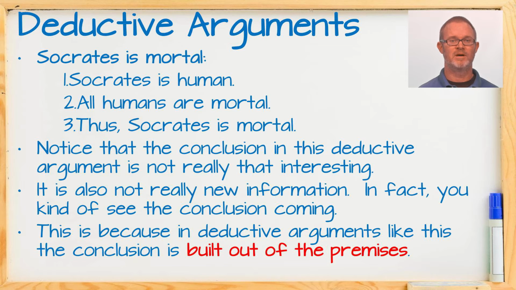we see that this is not the case. So consider the Socrates is mortal example again. We have the premise Socrates is human, and then we also have the premise all humans are mortal, and then our conclusion is that Socrates is mortal.